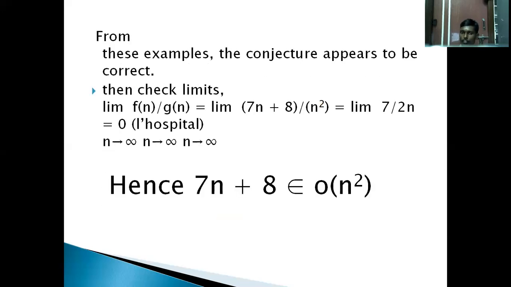That is, limit as n extends to infinity of f of n by g of n, where f of n is equal to 7n plus 8 and g of n is equal to n square. So we substitute the values of c and n in this function. Limit as n extends to infinity of 7n plus 8 by n square is equal to limit of 7 by 2n, which is by L'Hospital rule. By doing this, we get that hence 7n plus 8 belongs to order of n square.